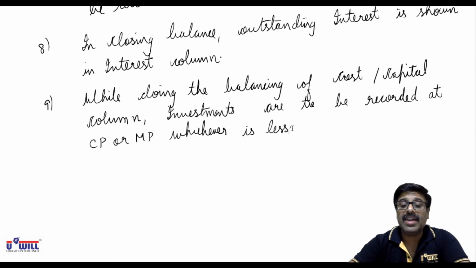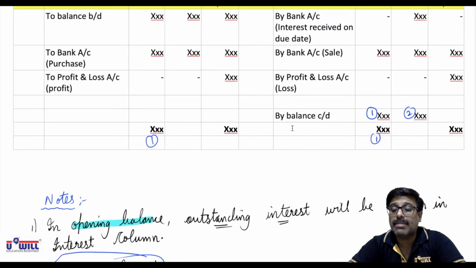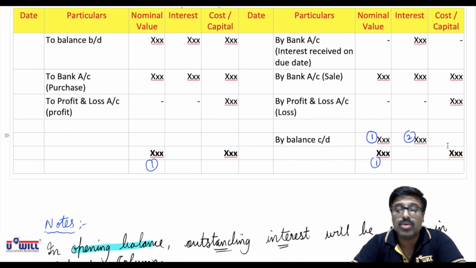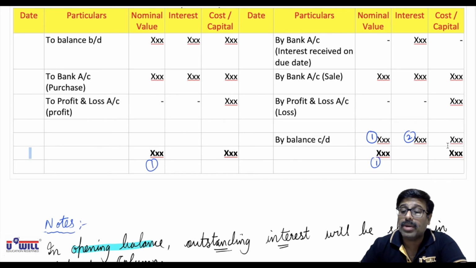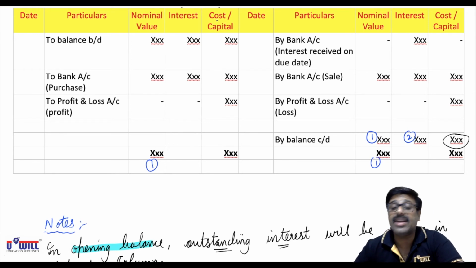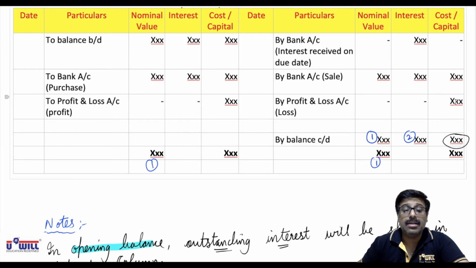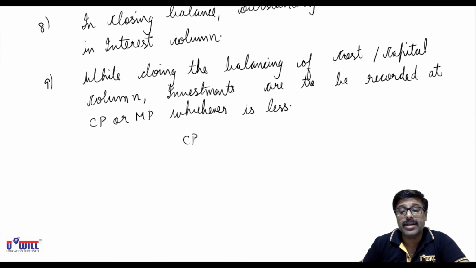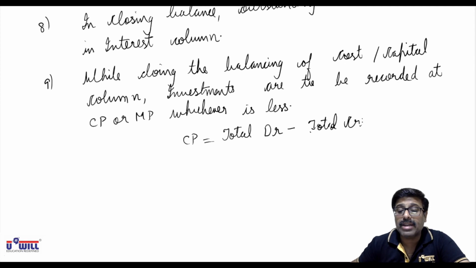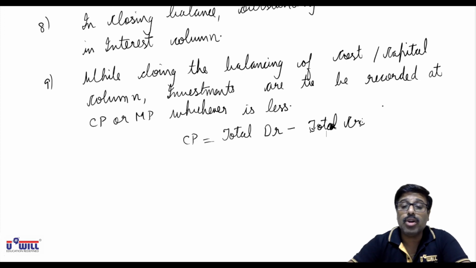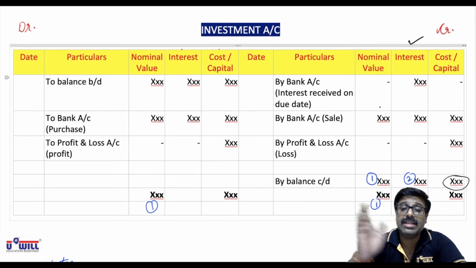So how do you find the cost price? Directly from the investment account, whatever balancing figure remains over here is always the cost price only. That means what is cost price? Total of debit minus total of credit. From the investment account, total of debit minus total of credit is your cost price. You have to compare it with the market price and record whichever is less.